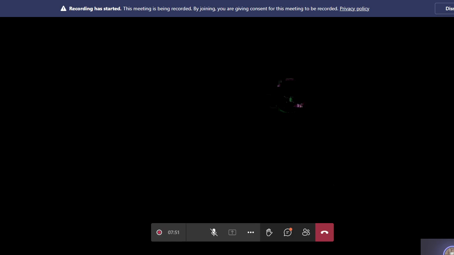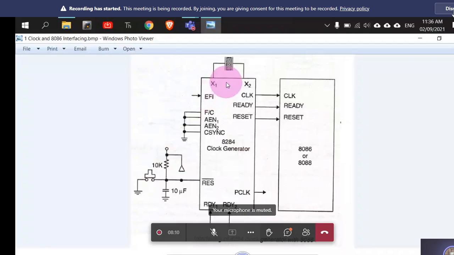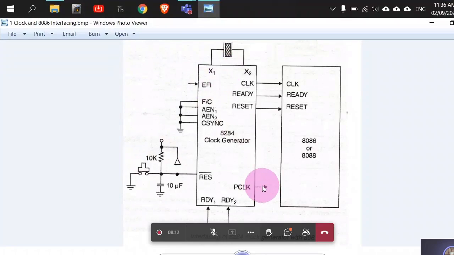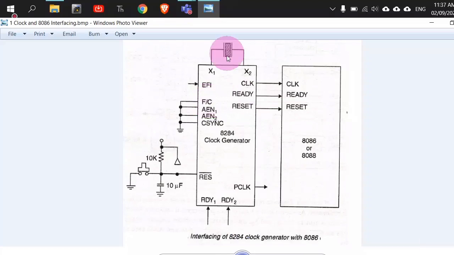And this IC is a multifunctional IC, which apart from generating the clock for 8086, will perform many other operations, like ready and reset signals could be generated. And this peripheral clock, which is 6 times slower as compared to what has been applied at X1, X2 or EFI, whichever is selected, is made as output here. That will be decided by this F/C, that is whether you are selecting the crystal oscillator or the external frequency that you have applied here.